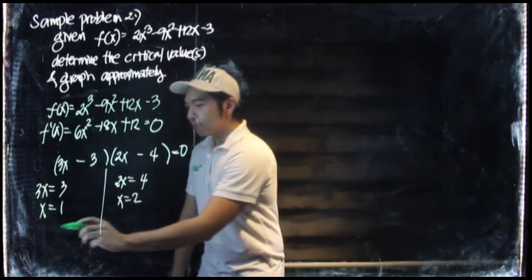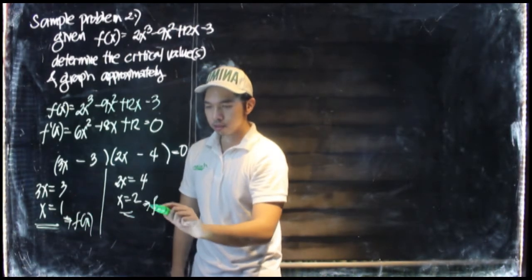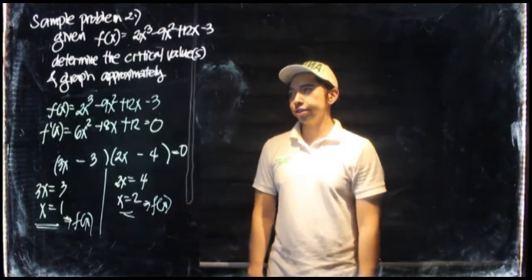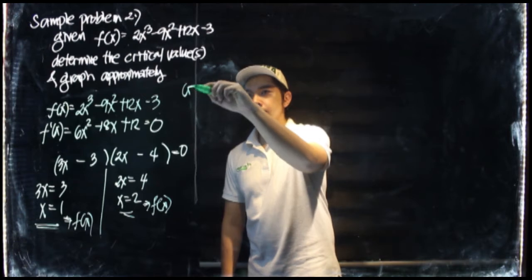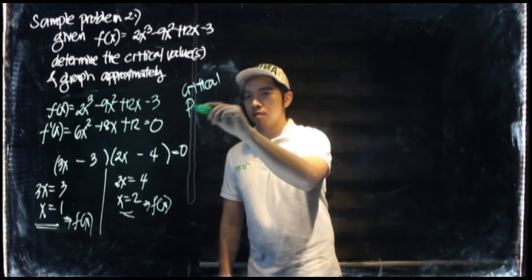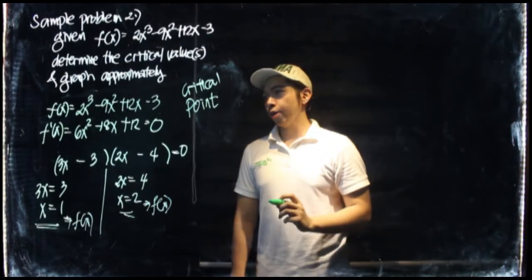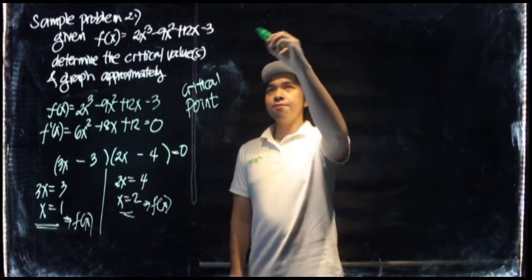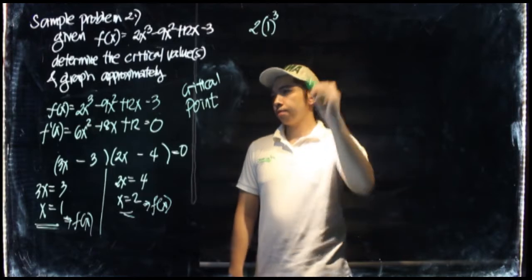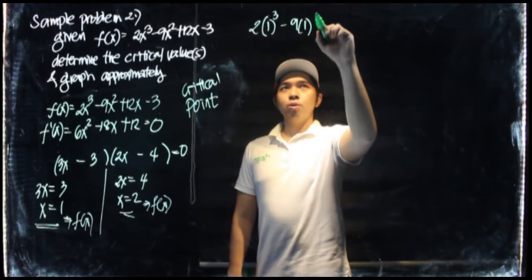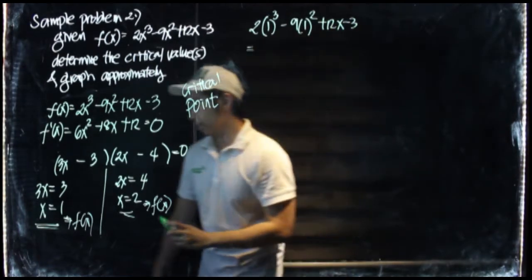So how? We'll substitute both values to f of x to find our critical points. If we have an ordered pair, that is called a critical point, by the way. So let's solve for the critical points. We have here 2 times 1 cubed minus 9 times 1 squared plus 12x minus 3, and that would be our first critical value.